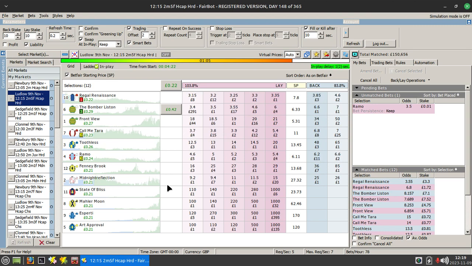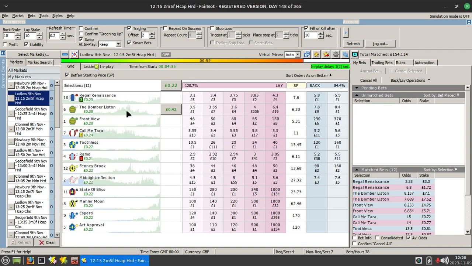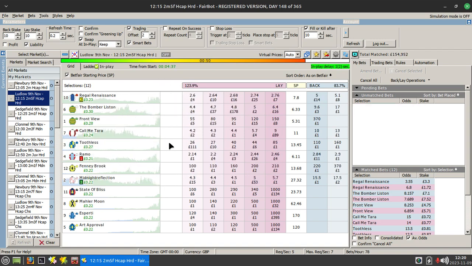So what I wanted to do there was essentially not get involved, but just take some time to review my position to see if there was an opportunity to come out. And in actual fact, Bomber Listing has come through quite well. So we may have actually got more than the minimum amount that we got there, but that's okay. Let's move on to the next one.